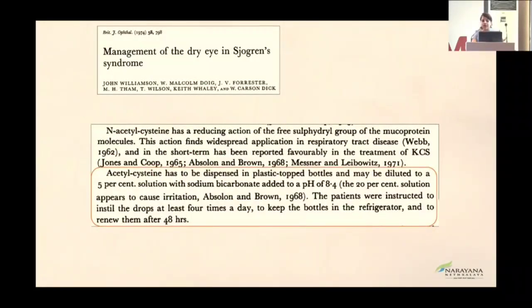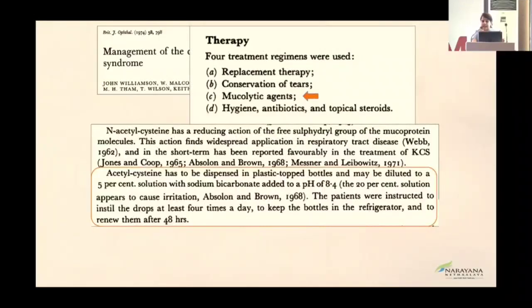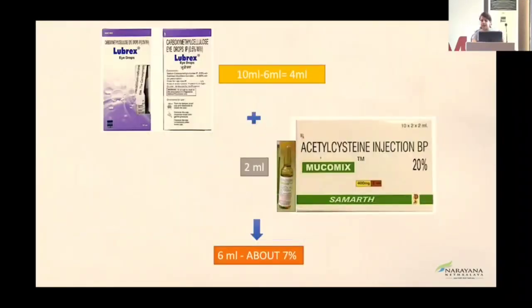Now, the role of mucolytics. N-acetylcysteine, which was first used in pulmonary disease, can be used in aqueous deficiency dry eye. It is available as a mucomix injection. 20% is too strong. Take 4 ml of the CMC and mix it to 2 ml to get a 7% of mucomix injection.